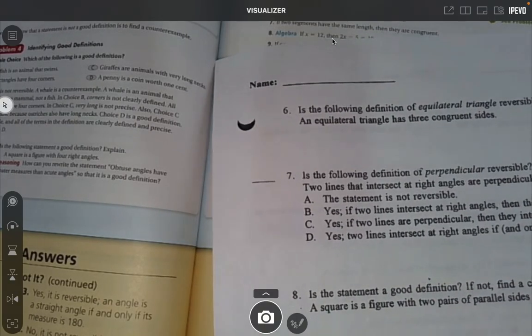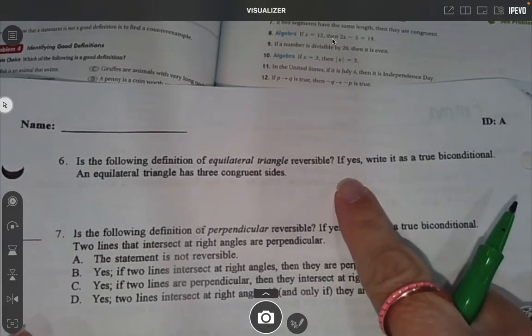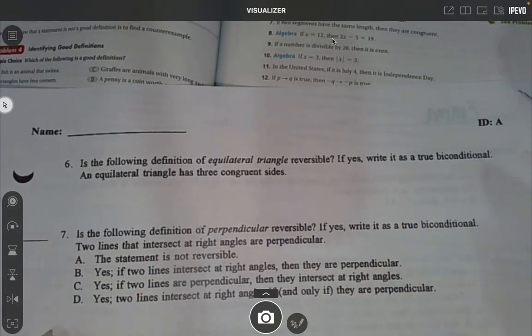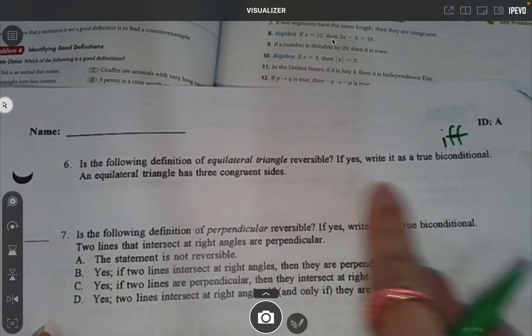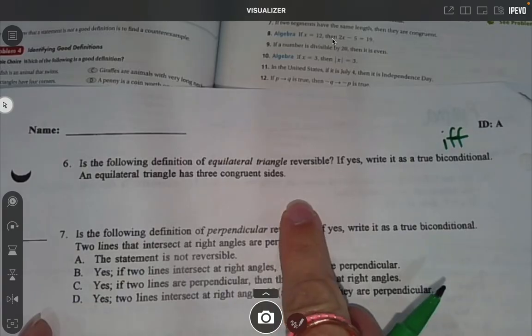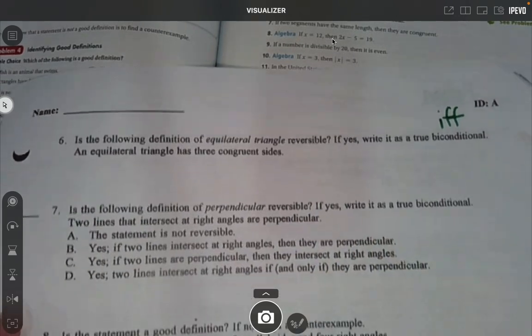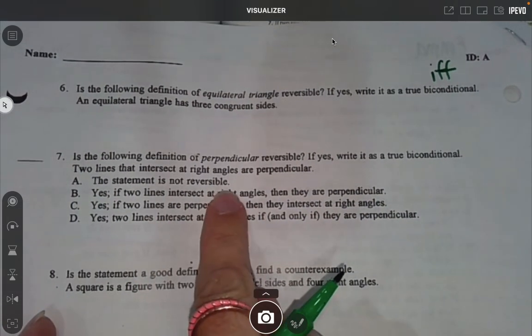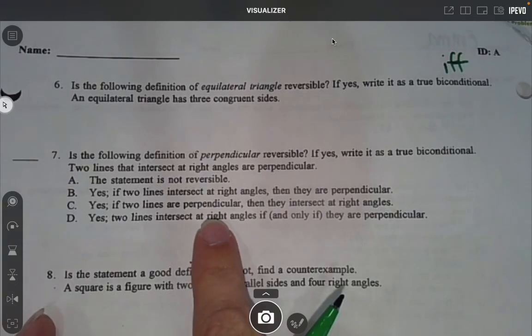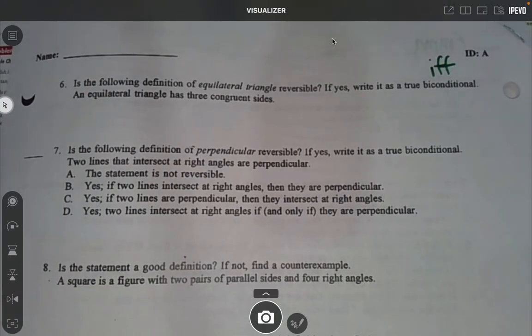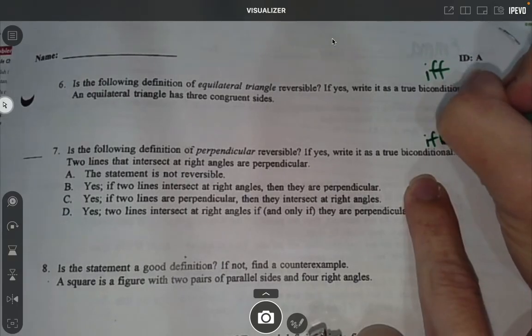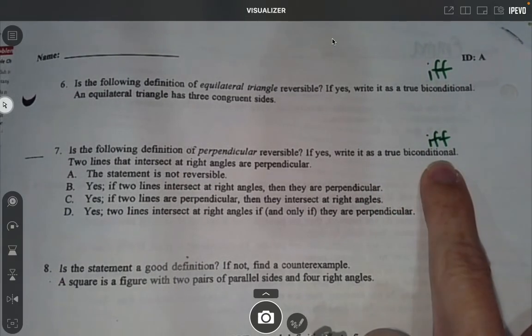A biconditional, if this is true and it says write it as a biconditional, that's an if and only if statement. So if it's true, your answer should say something and have the words if and only if. Also on number 7, if this is true, and just a hint, if it's perpendicular, it intersects at 90-degree angles. If it intersects at 90-degree angles, that means it's perpendicular. That's what perpendicular means, that something crosses at 90-degree angles. So if all that was true, your answer is a biconditional. It has to have the words if and only if.